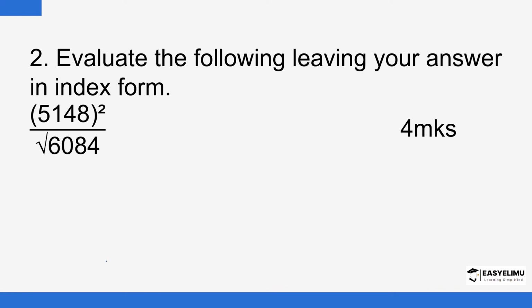We have the second example here where you are supposed to evaluate this, leaving your answers in index form. The numerator part is squared, the denominator is a square root. So I'm still going to express both numbers as a product of their prime factors in power form. Numerator here, I'm going to multiply the powers by 2 because it is a square. Denominator, I'm going to divide the powers by 2 because it is a square root.